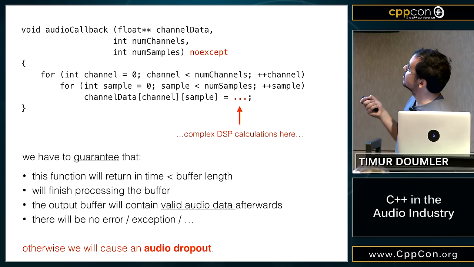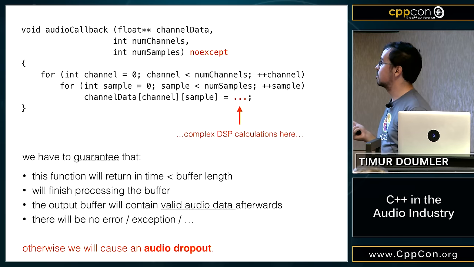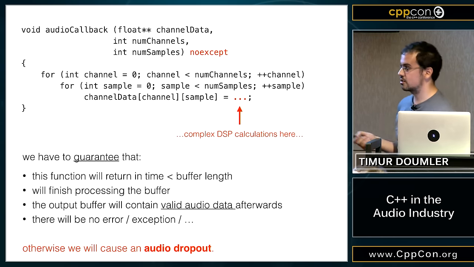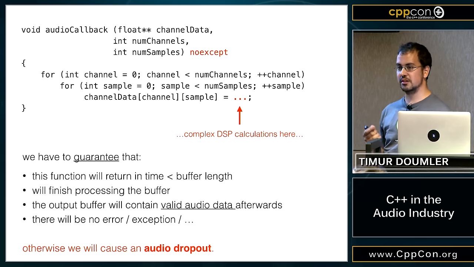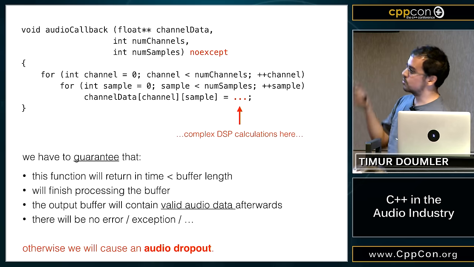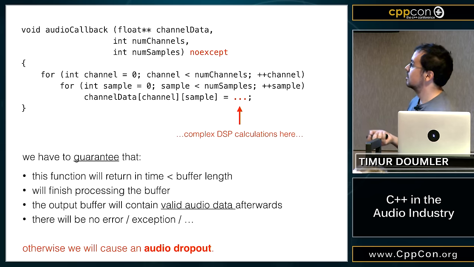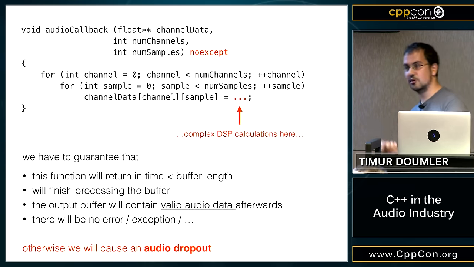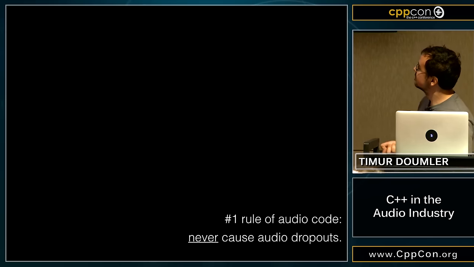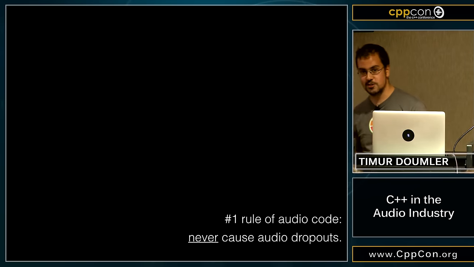And if you fail to complete that function in time, or otherwise you generate an error in this callback, then you will get what we call an audio dropout or a glitch, which is basically a crackle or a sound you can hear, and it's immediately audible. Even if you drop just one buffer, you can hear that. And the most important number one rule of audio code is you never want to cause audio dropouts, never.